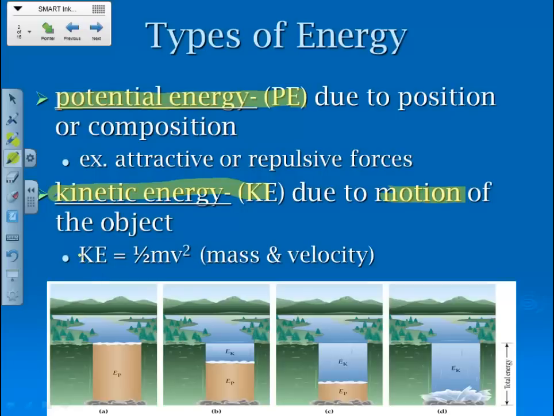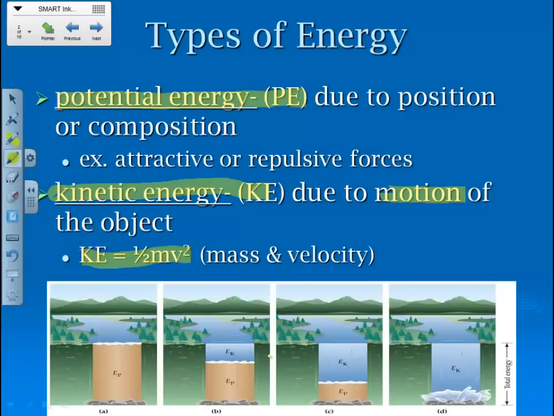On the other hand, we also have kinetic energy. Kinetics means motion, so this is the energy due to the motion of an object. The equation for kinetic energy is 1/2 mv squared, meaning the mass and the velocity, so how fast it's moving in a certain direction, as well as the amount of material there.